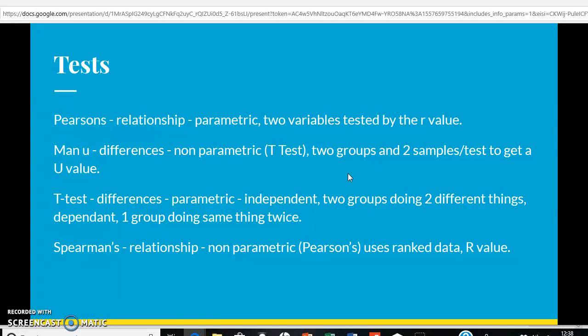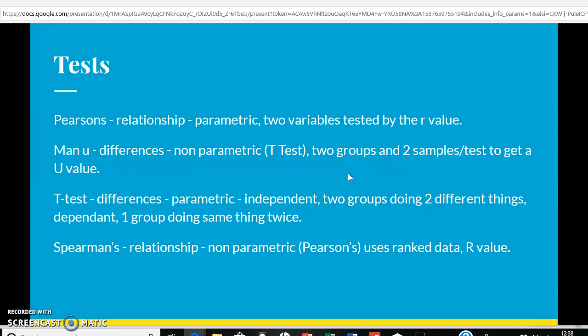Pearson's product moment correlation coefficient test is parametric and tests for relationships in datasets. It also shows if the correlation or R value is significant by testing two variables.